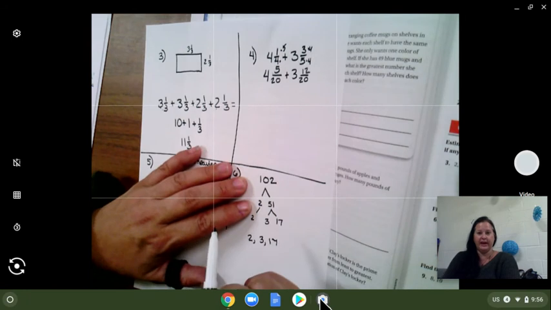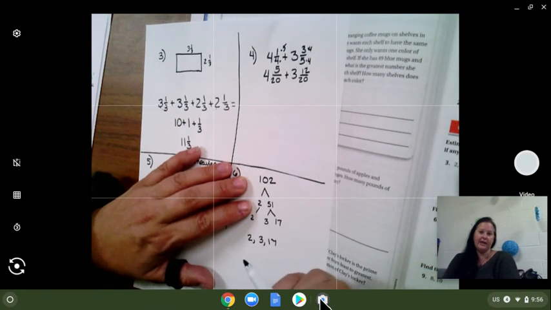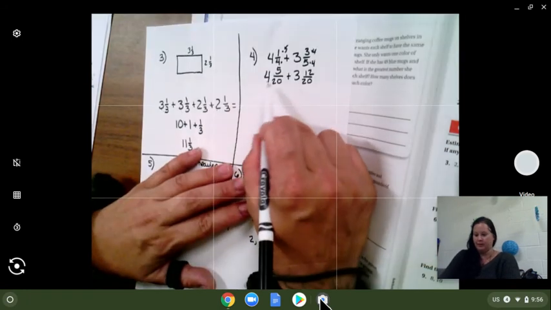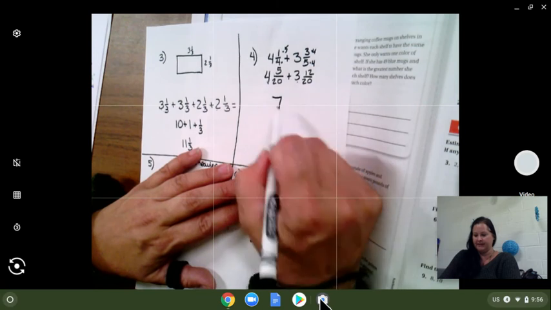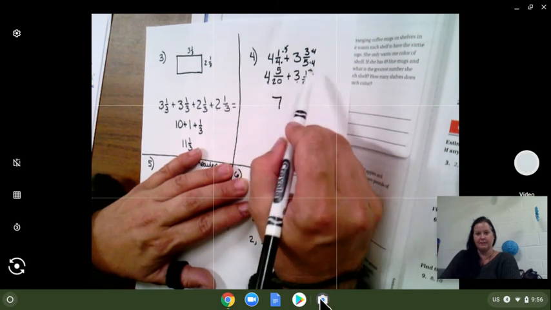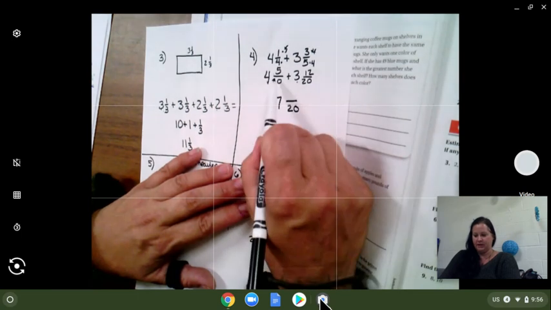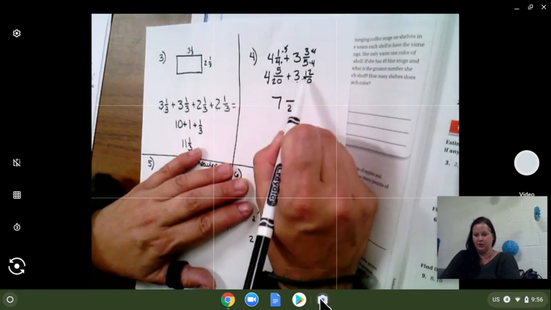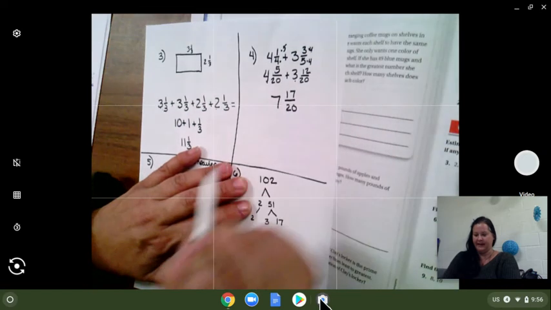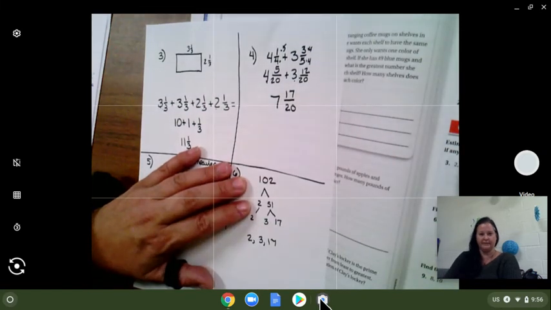Now I have 2 fractions that have a common denominator, so I can add them. So I'll add my whole numbers first. 4 plus 3 is 7. Now I'm going to add just my numerators. Remember, the denominator stays the same. So I have 5 plus 12 is 17. So I have 7 17/20.